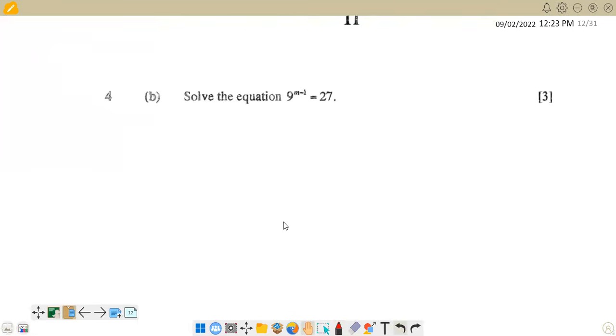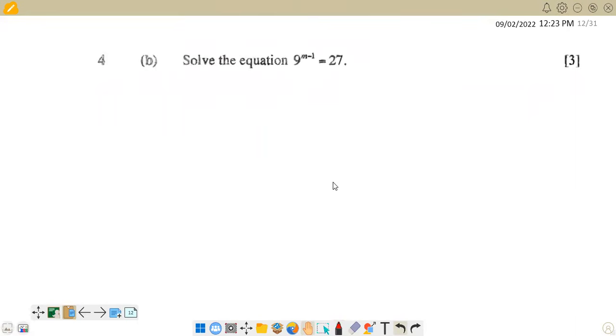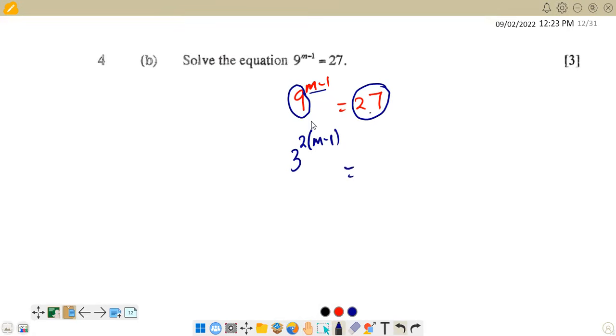Now we're asked to solve the equation. So this is just a normal equation. We are given 9 to the exponent of m minus 1, which is equivalent to 27. 9 to the power of m minus 1 is equal to 27. From your indices, your exponents, we know that we can make sure that these bases are the same. Since we want to find the unknown value, 9 is the same as 3 to the power of 2, into m minus 1, which is equal to 27 in base of 3. This is 3 to the power of 3.